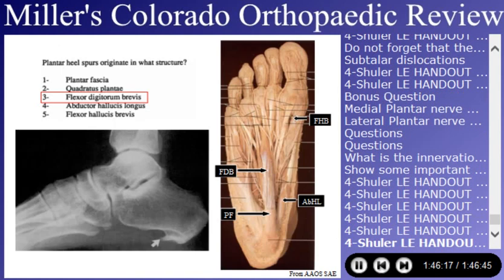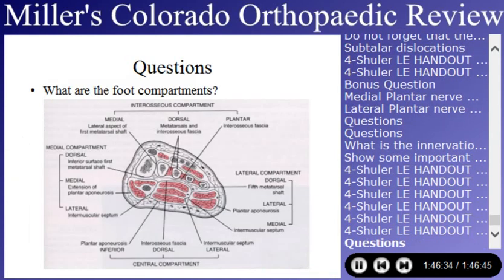Plantar heel spurs originate in what structure? Is it plantar fascia, flexor digitorum brevis? It's actually flexor digitorum brevis. Foot compartments, we'll skip over that. It's compartment release, so it's covered in your foot lecture.